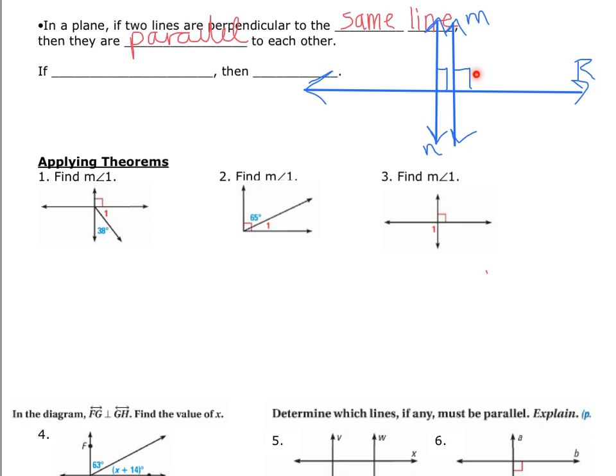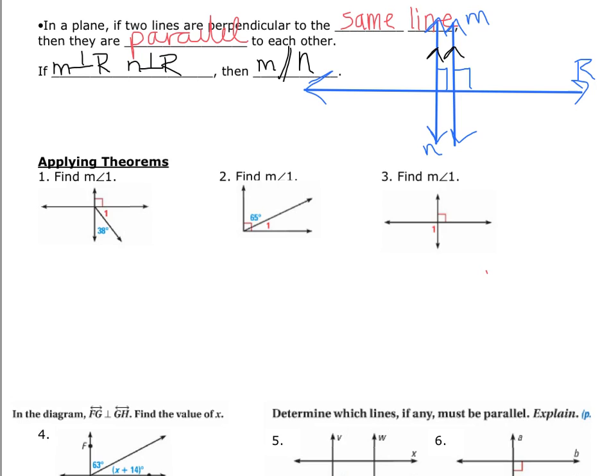If this one's 90 and that one's 90, those are corresponding angles. If you have corresponding angles that are congruent, then you can conclude that these lines are parallel to each other. So if line M is perpendicular to line R, and line N is perpendicular to line R, then you can conclude that line M is parallel to N.